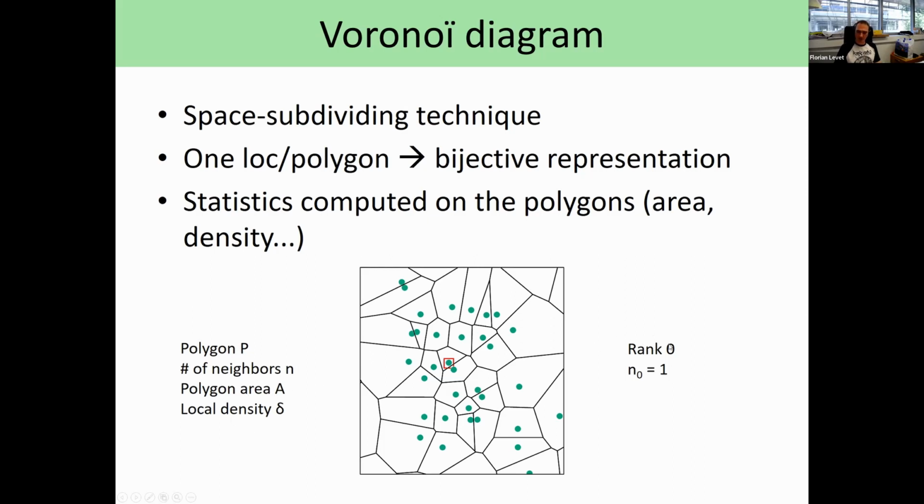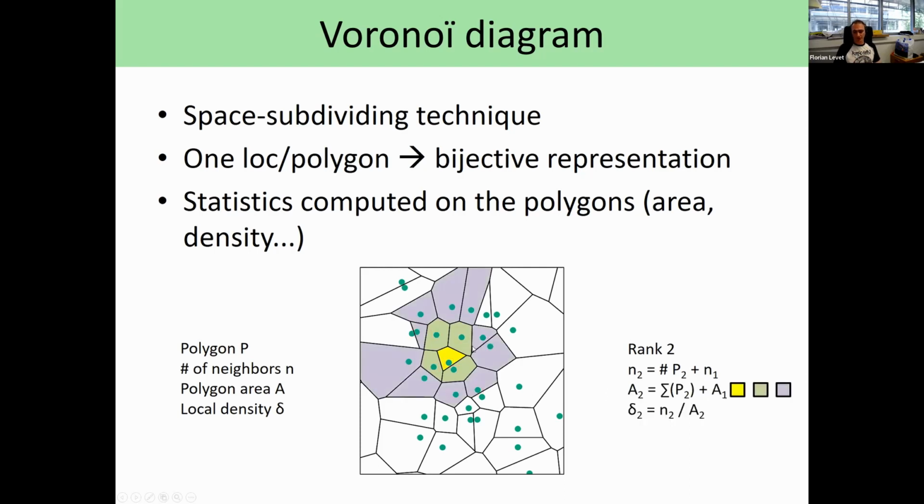So if we are at the rank 0, meaning that we only care about this localization, the n0 is 1, the area of this polygon A0 is in yellow here, and the density delta 0 is 1 divided by this area. But now we can generalize that to rank 1, for instance. So we know that n1 is 5, the current localization plus its direct neighbors, which is the number of 4. The area is the area in yellow and green, and the density is 5 divided by this full area.